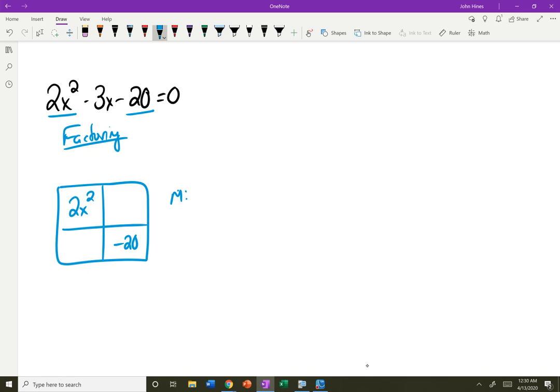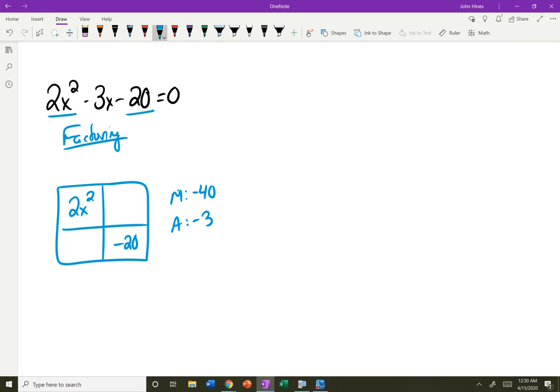What multiplies to 2 times negative 20? What multiplies to the product of the leading coefficient and the constant that adds to my middle term? Because I want to add to that middle term, since those two boxes need to make up that middle term. So I need to think or use my calculator. That's the problem with factoring: it actually requires thinking.